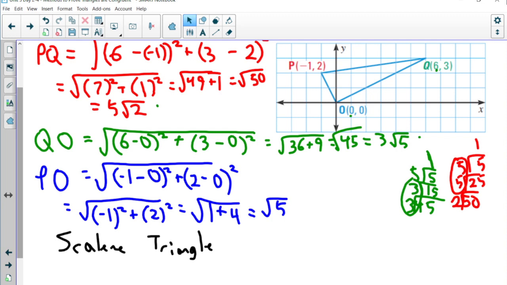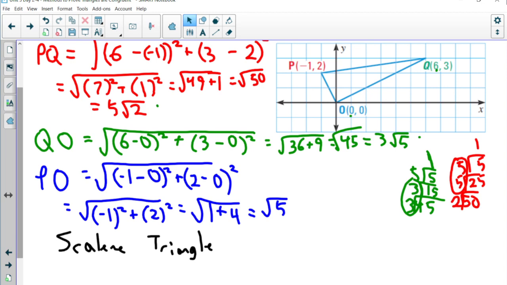So again, to talk through that again, we're doing out all the distance formulas. We're seeing if we have any matches. We're keeping track of how many sides measure the same. And we're using that to determine where these go. All right, so let's look at another one.